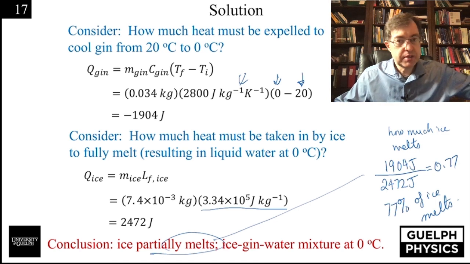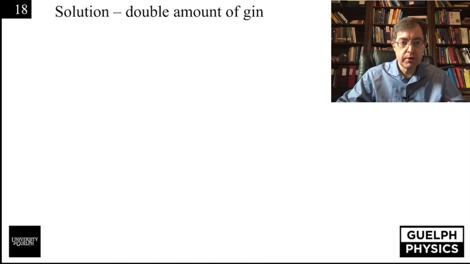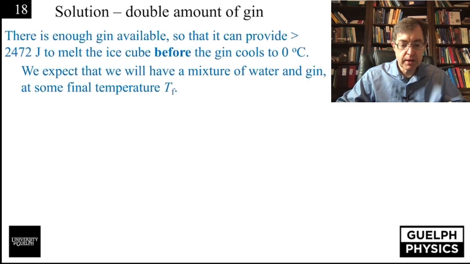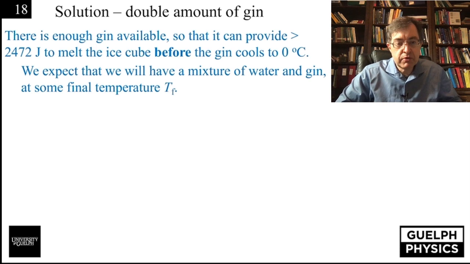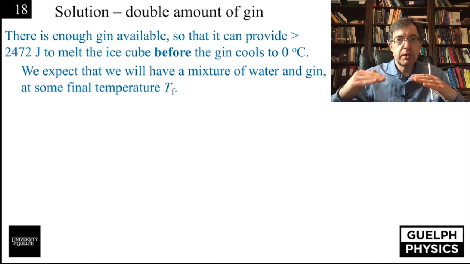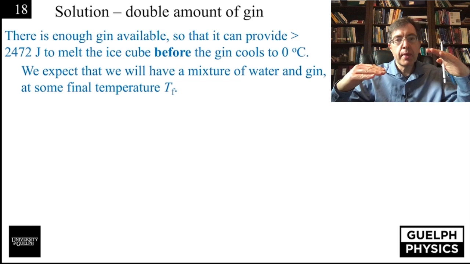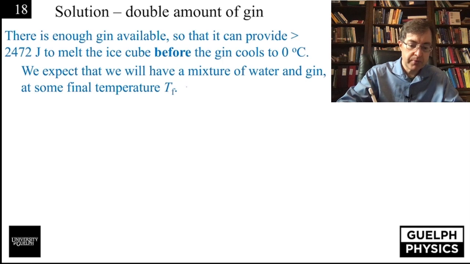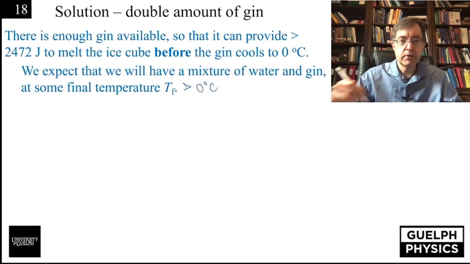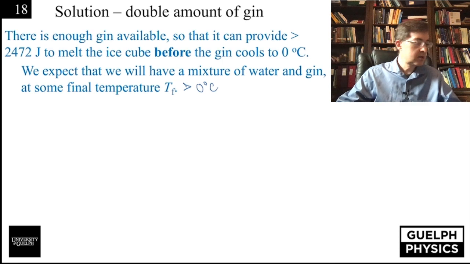So let's see if instead of asking for a single shot of gin, now you ask for a double shot of gin. Now, there's going to be enough gin available so that the gin can provide over 2,472 joules to melt the ice cube before the gin cools to 0 degrees Celsius. However, once you've completely melted the ice, the water's temperature will begin to rise above 0 degrees Celsius. And so we expect that at the end, we'll have just water and gin at some final temperature TF, and that final temperature TF will be greater than 0 degrees Celsius.